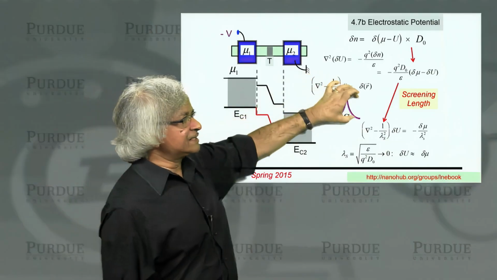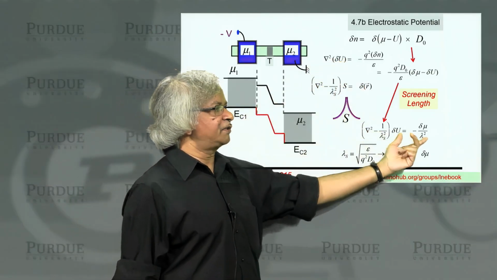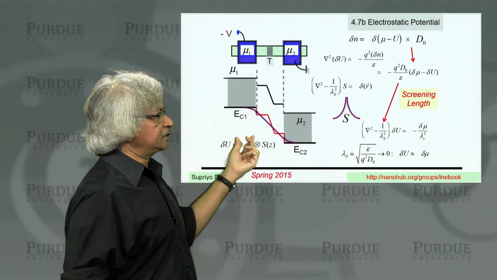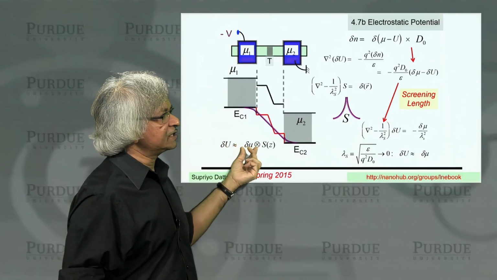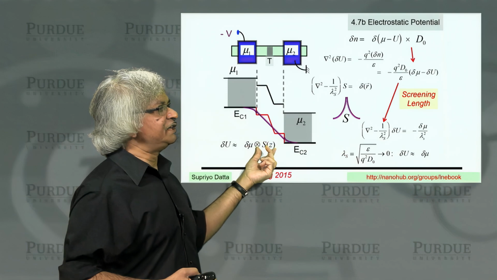Now, this is the response to a delta function. So what is the actual response to a given delta mu? Well, it's like the convolution. So the change in electrostatic potential is like the change in the electrochemical potential convolved with this screening function.